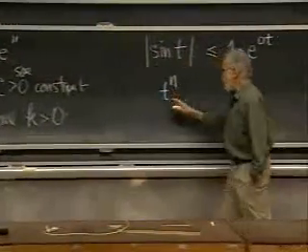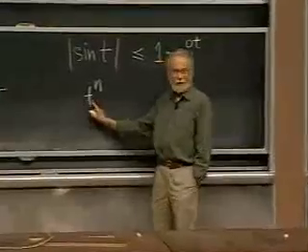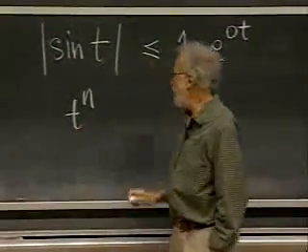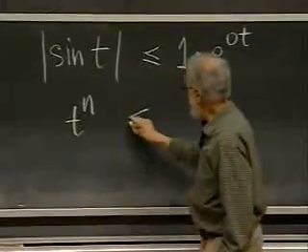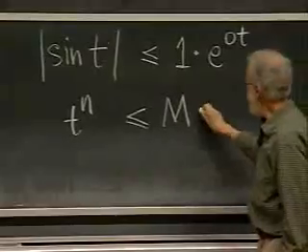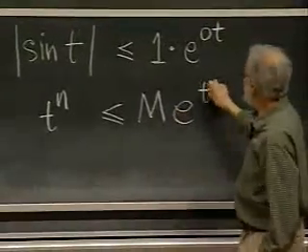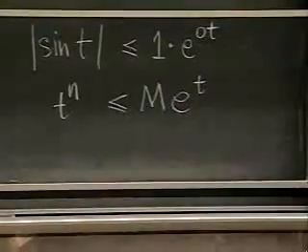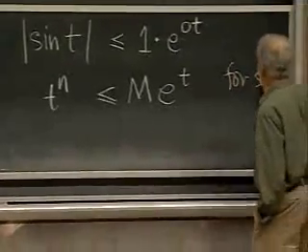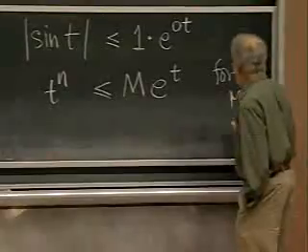In other words, I don't have to put absolute value signs around the t to the n because I'm only thinking about t as being a positive number anyway. I say that that's less than or equal to some positive constant M times e to the t, for some M, and all t.